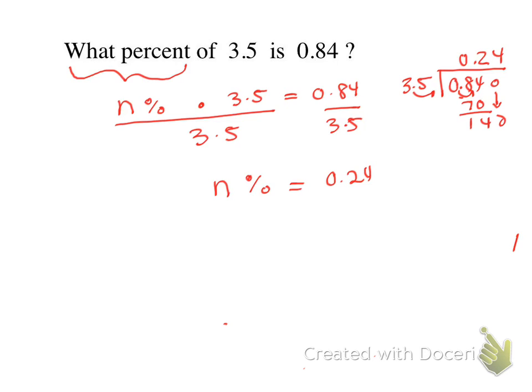To convert that to a true percent, I now have to multiply it by 100. Move it over twice. And so then I say n equals 24%, because once I turn this into a percent, I lose it on the other side.